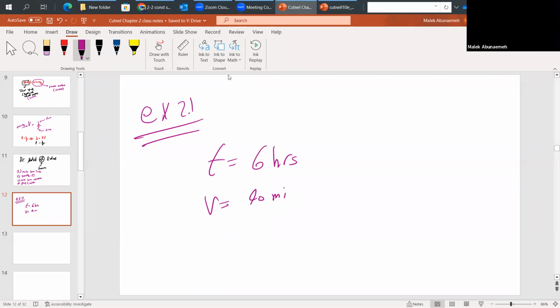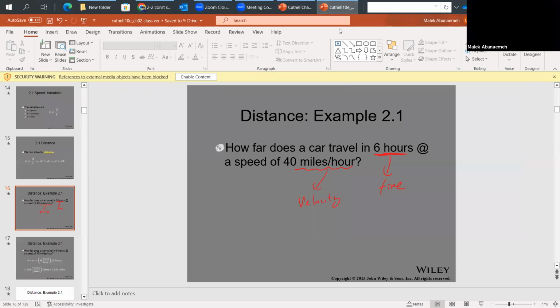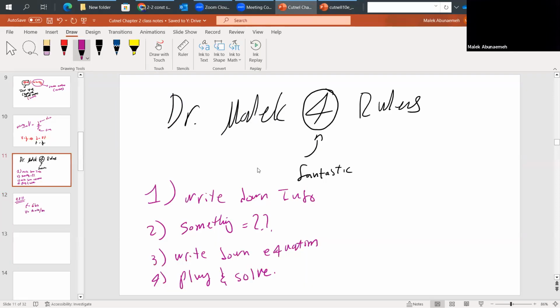A mile per hour. Now, is there any other numbers? No, there is not. So that satisfies rule number one. Rule number two is something equal to double question mark. That is very important. You need to know what you're looking for in the question.